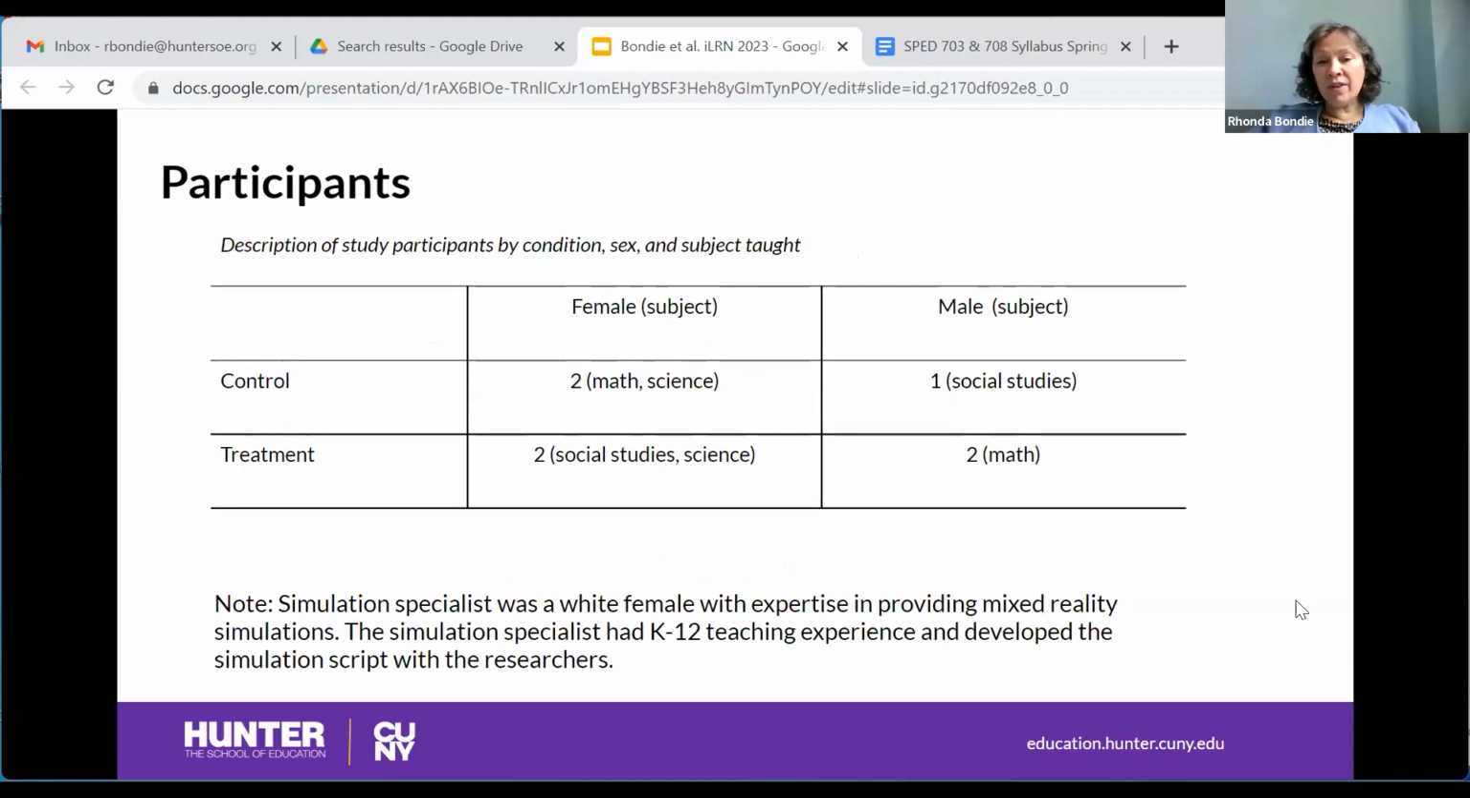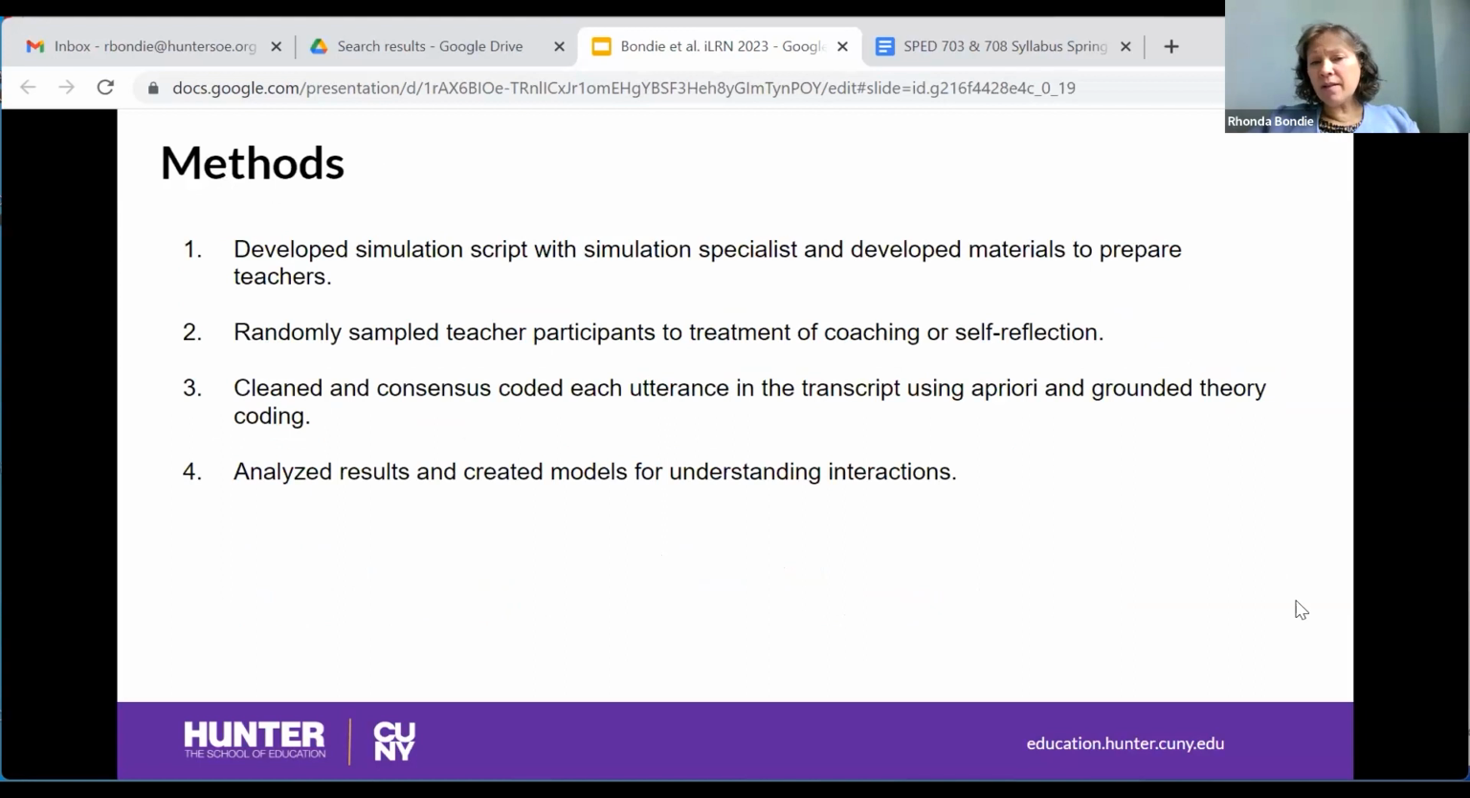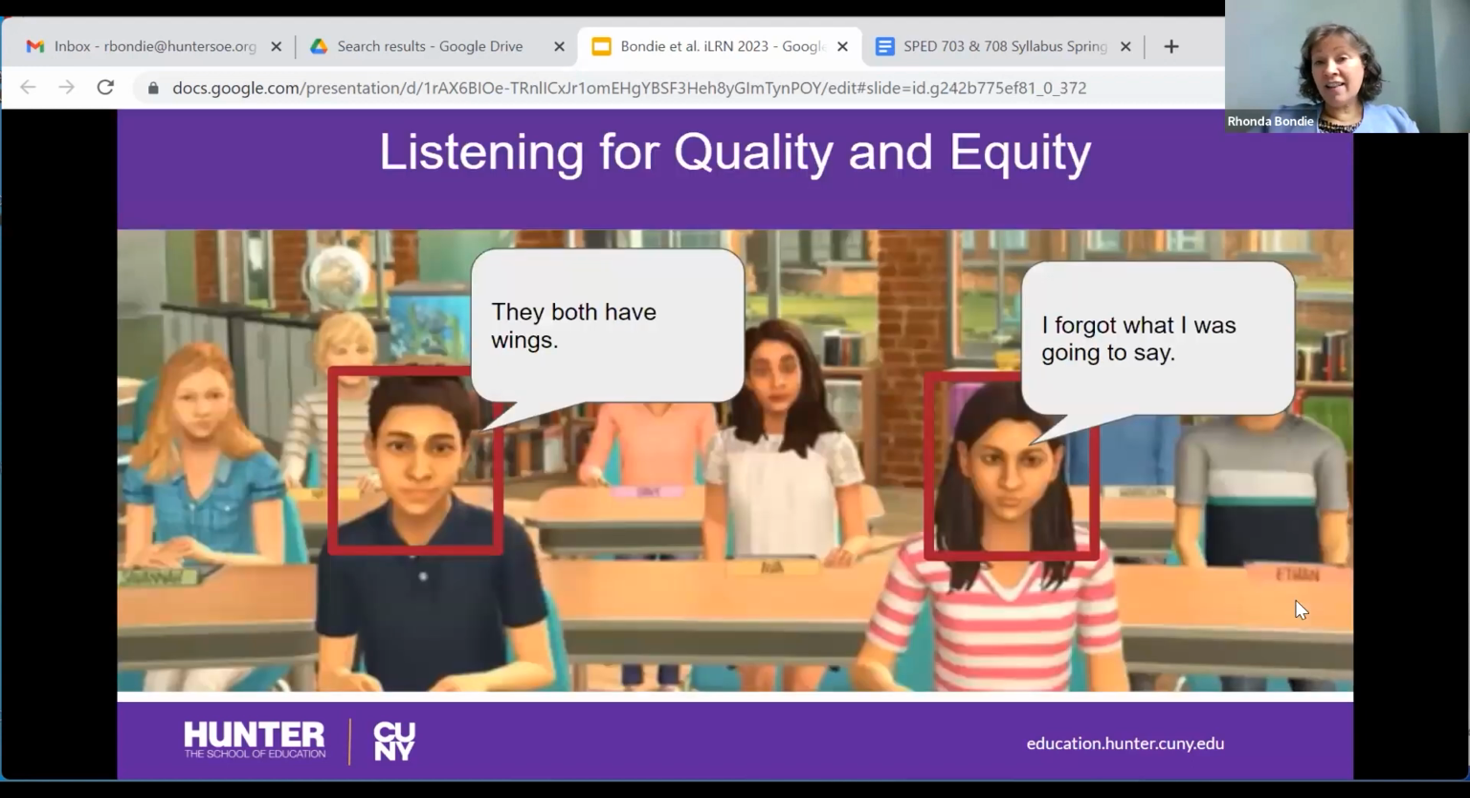This is an exploratory study where we had 7 participants from the teacher education program, and we randomly assigned them to the coaching, which was the experimental treatment, or the control self-reflection treatment. So we developed the simulation script with the simulation specialist and prepared professional development materials. Then we did the random sample, and then we implemented the simulations with the teachers, cleaned and coded each utterance of every transcript using a priori and grounded theory coding. And then we analyzed the results and created models to understand these interactions that I'd like to share with you.